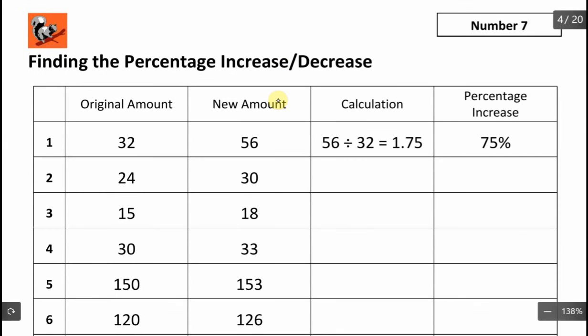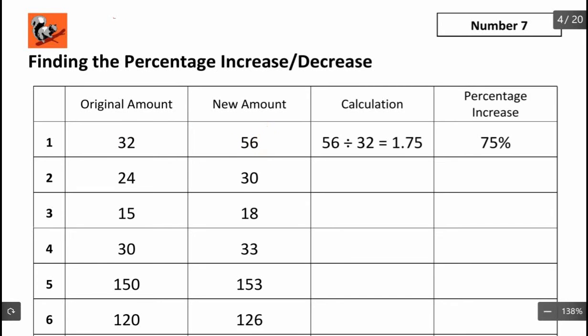The original amount was 32. So let's say this could be about something increasing in price. So let's say, I don't know, a bag or something. It's increased in price from £32 to £56. What was the percentage increase?